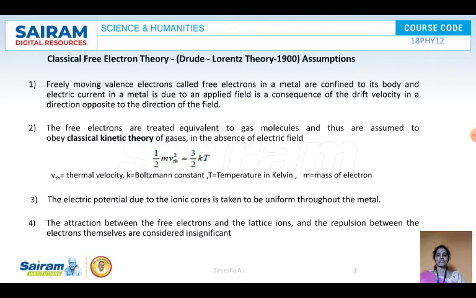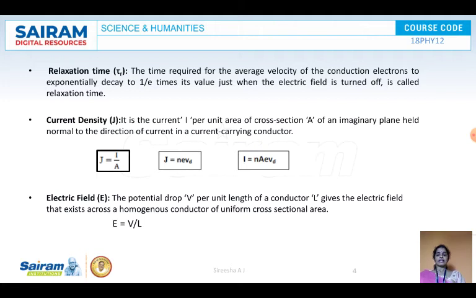Next, the electric potential due to ionic cores is taken to be uniform throughout the metal. That means for any metal or any atom there exists an electric potential due to the ionic cores, and it is considered uniform throughout the metal. The attraction between the free electrons and the lattice ions due to oppositely charged particles, and the repulsion between the electrons themselves, are considered insignificant. That means attractive and repulsive forces between the electrons and the lattice ions are ignored by these assumptions. Next is the relaxation time, tau r.